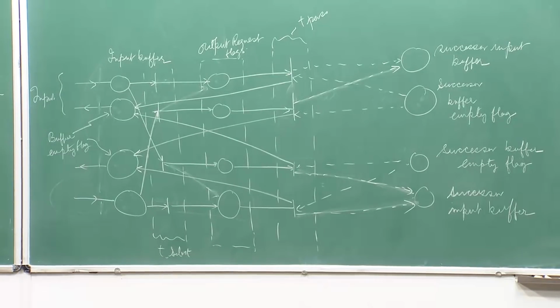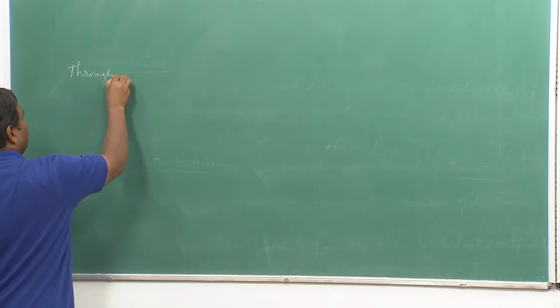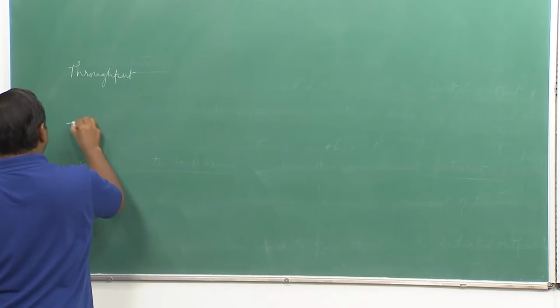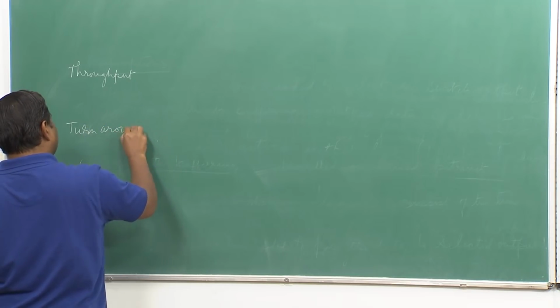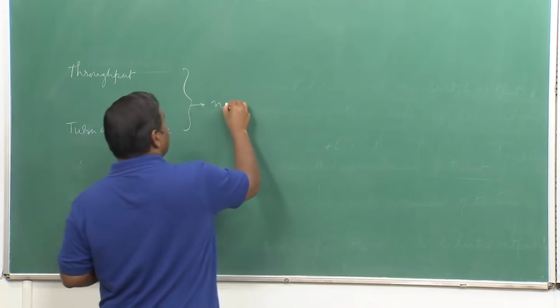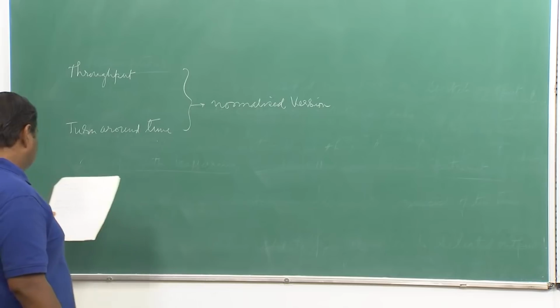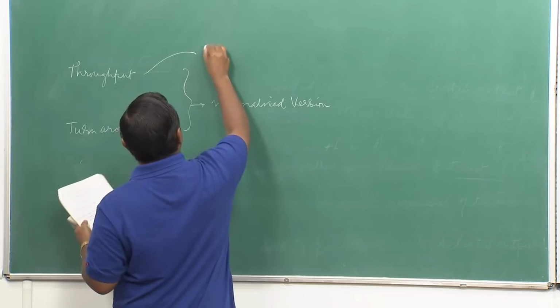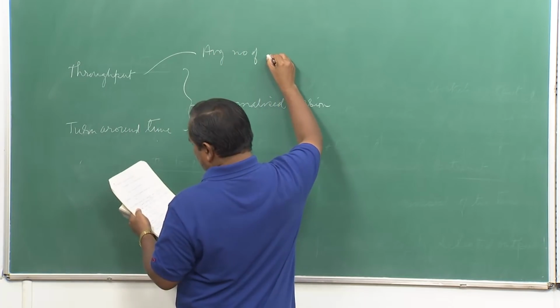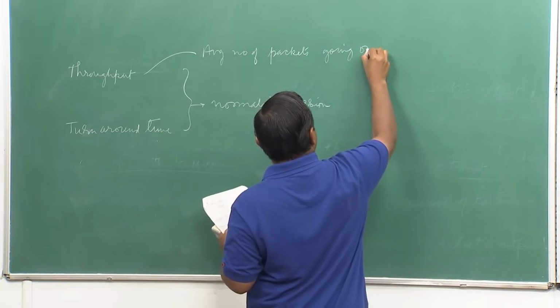For analysis purposes, we will now analyze everything in terms of the following. These are the assumptions which we will make. For analysis, the performance criteria will be throughput and of course, the turnaround time. We can also create normalized versions of these. Throughput will be the average number of packets going out per unit time.